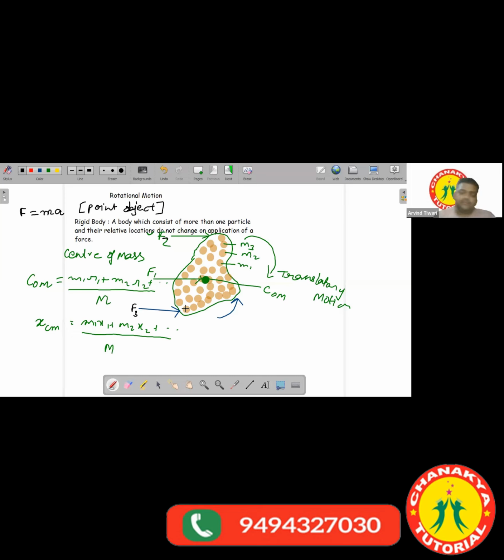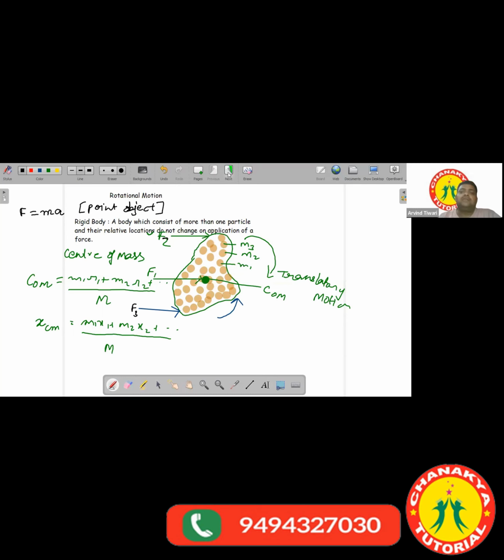So depending on the point of application, as you can see, if this force is very close to the center of mass, a larger amount of force would be required to rotate. But if this force is located at a greater distance from the center of mass or from the axis, a small amount of force would be required for it to rotate.